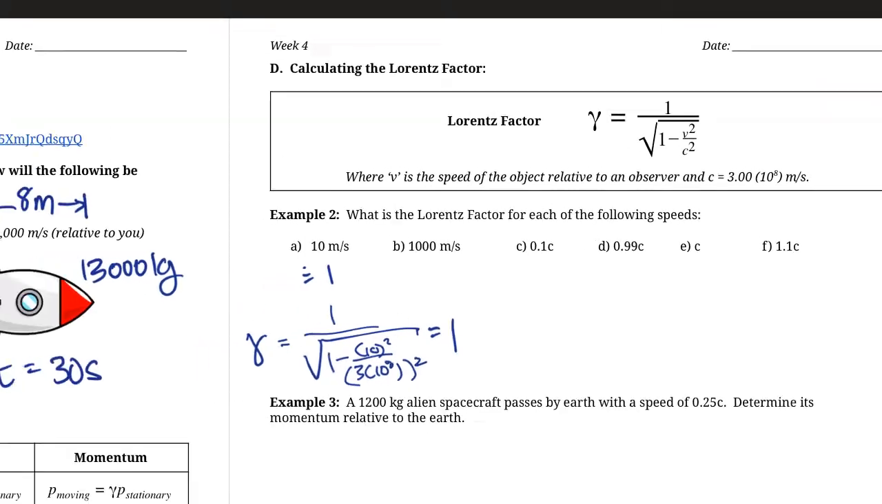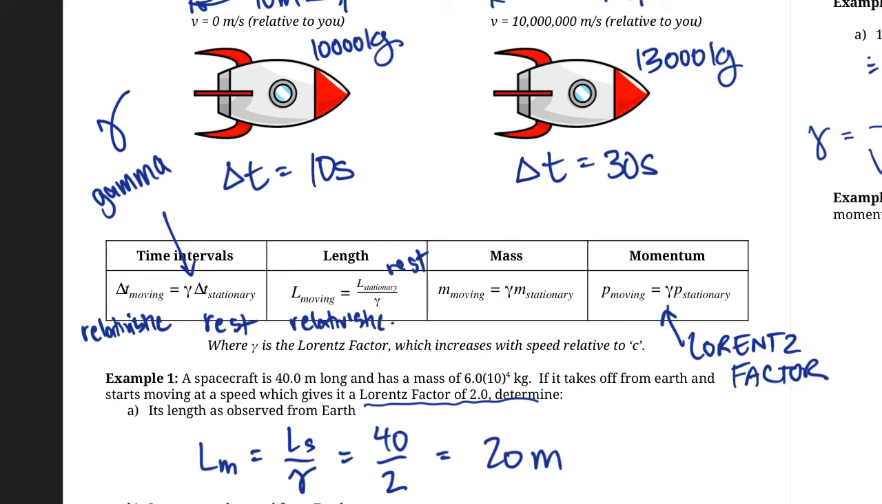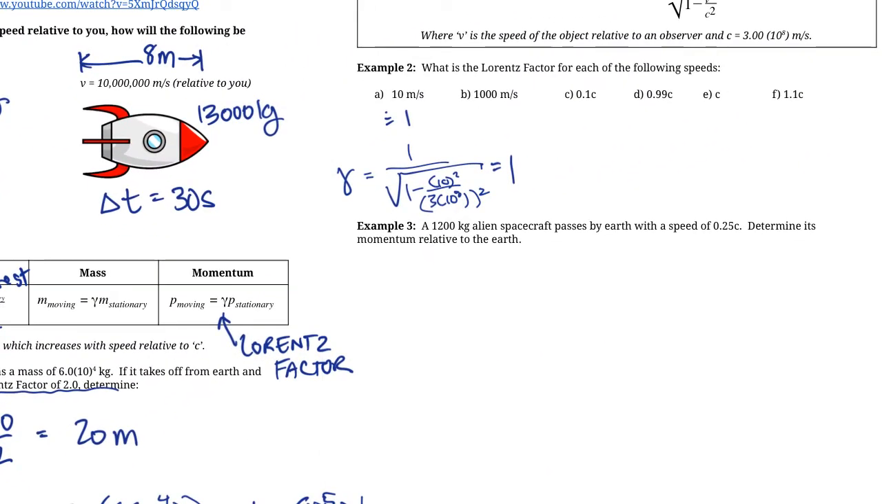And if we think about what that means, if we look at our relativistic equations here, if gamma is 1, or very close to 1, our moving and our stationary times are going to be about the same, right? Just like our lengths, our moving and our stationary lengths are going to be about the same because you're just dividing by 1. And same with mass and same with momentum. So they're going to be about 1. So that's why, when we're moving at slower speeds, like 10 meters per second, you don't need to worry about relativistic time or length or mass or momentum because that Lorentz factor is so close to 1, I should say.